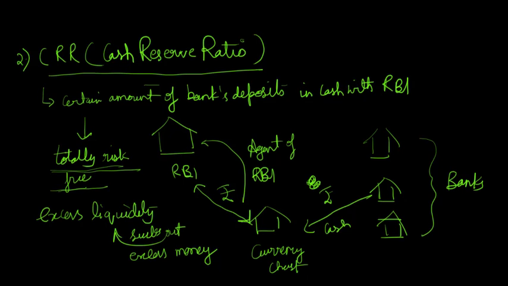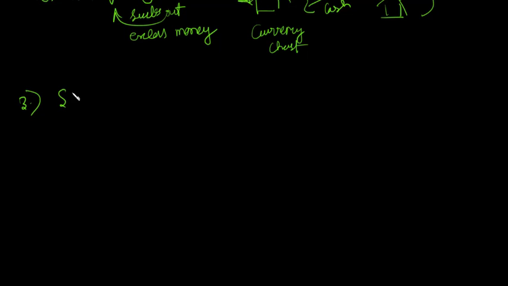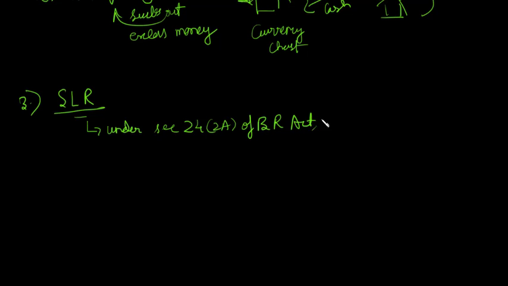Now comes the third tool, SLR, the statutory liquidity ratio. Actually, it is defined under section 24(2)(a) of the Banking Regulation Act 1949. Now, what is it? Basically, these are the banks, commercial banks.